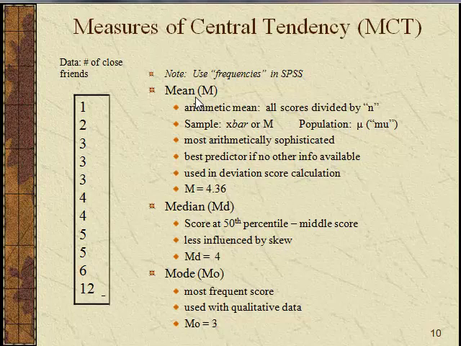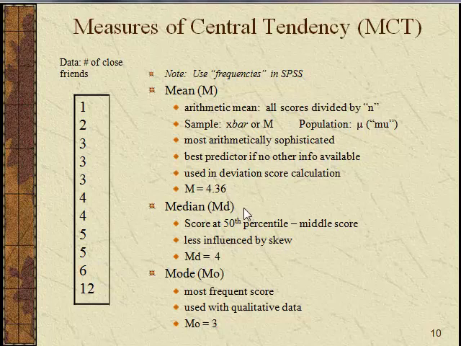One of the characteristics of the mean is it's the best predictor of a given score if no other information is available. And you'll also see it come up when we calculate deviation scores. So if I figure out the mean for these numbers, all I do is add these up, divide by the n here, and it would work out to 4.36. By n, I mean the number of scores.